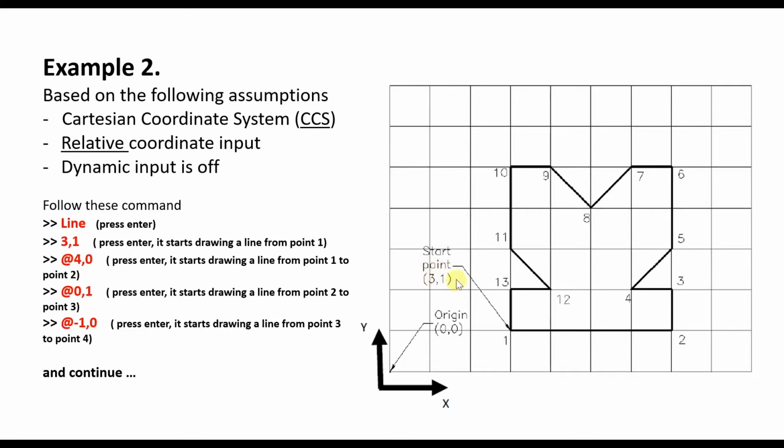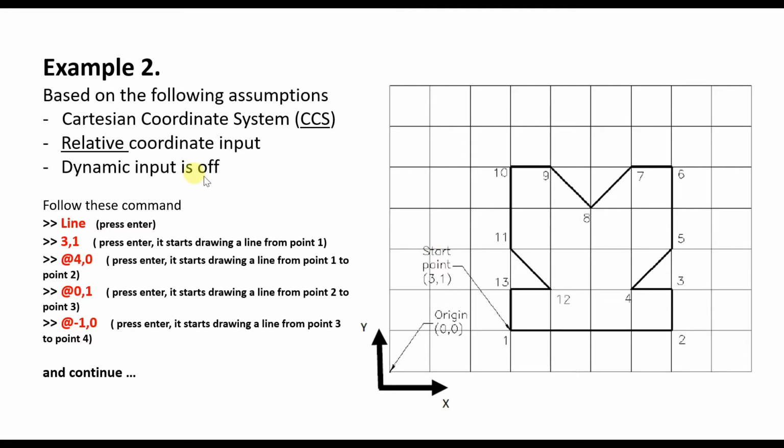In example 2, we're going to use Cartesian coordinates, so it's not going to be polar, it's Cartesian. So the units will be in this format, x comma y. However, we're going to use relative coordinate input as opposed to absolute coordinate input. In this example, the coordinate of point number 2 is not going to be with respect to the origin. Since we are using relative coordinate input, the coordinate of point 2 is going to be with respect to point 1, and the coordinate of point 3 is going to be with respect to point 2, and so forth.